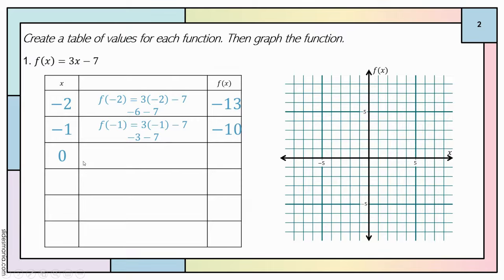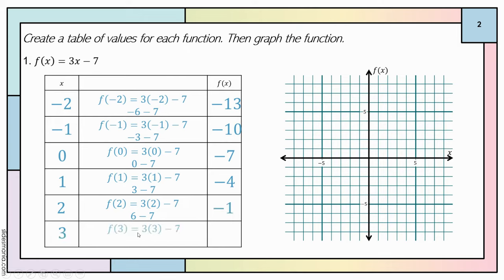Next, I used 0. 3 times 0 is 0. 0 subtract 7 gives us negative 7. And f of 1, 3 times 1 gives us 3. 3 subtract 7 gives us negative 4. F of 2, 3 times 2 gives us 6. 6 subtract 7 gives us negative 1. And then finally f of 3, 3 times 3 gives us 9. 9 subtract 7 gives us 2.